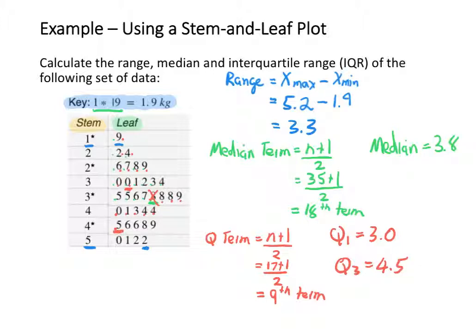Now that I know my quartile 1 and quartile 3 values, I can go ahead and calculate the interquartile range, making sure I write down my formula first. Interquartile range is equal to quartile 3 minus quartile 1, which is equal to 4.5 minus 3.0, which is equal to 1.5. So using the stem and leaf plot and the processes I know about how to calculate the range, median, and interquartile range, I can calculate these values for the data set.